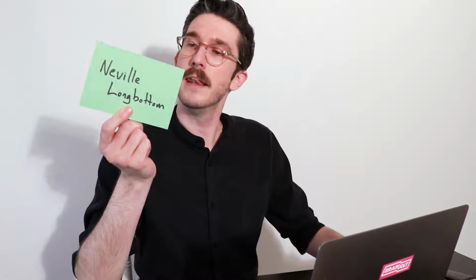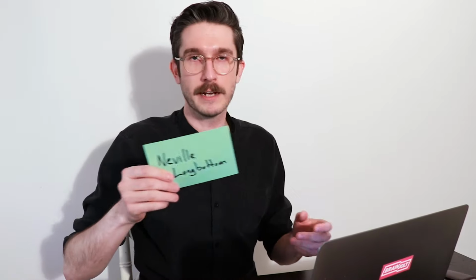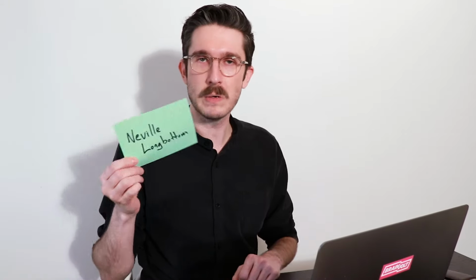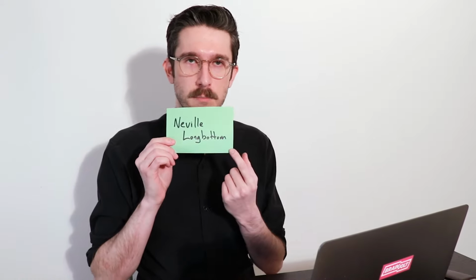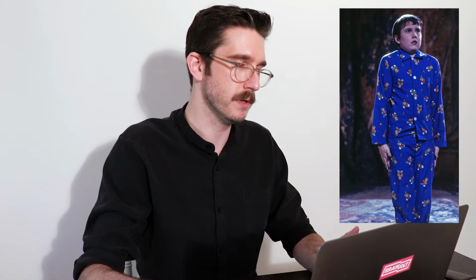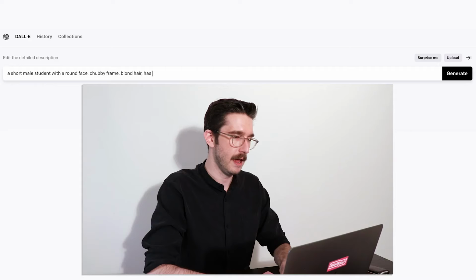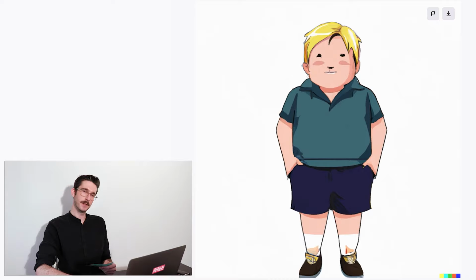Next up, Neville Longbottom. I'm excited about this because, unfortunately, like Hermione, he doesn't have a particularly distinct physical appearance, but I really wanted to see if we can incorporate Longbottom into the physical description. So we're going to do exactly that. Just going off what we have, a short male student with a round face, chubby frame, and blonde hair. That's clearly not enough, so we're going to stipulate that he must indeed have a long bottom. Is this the hero we're looking for?